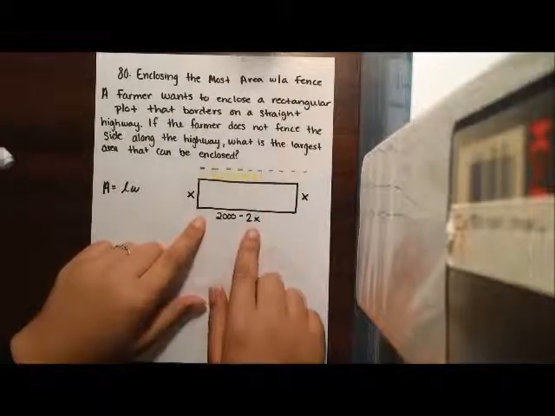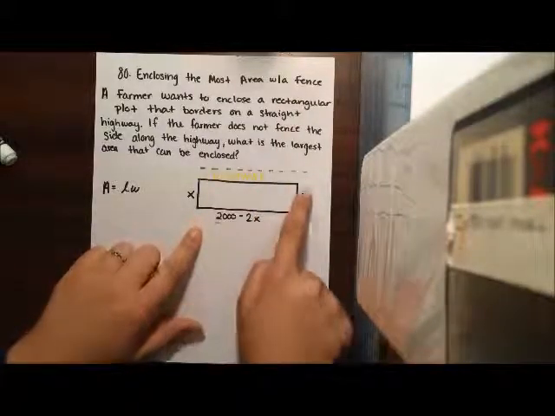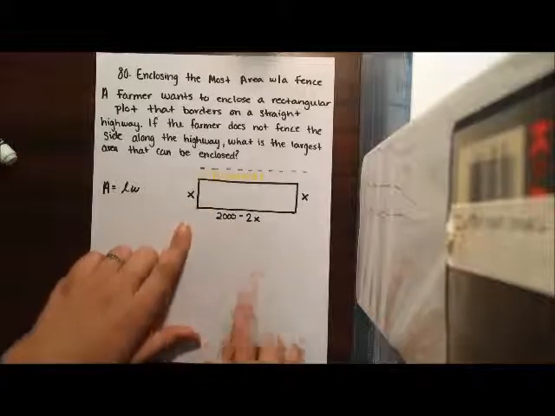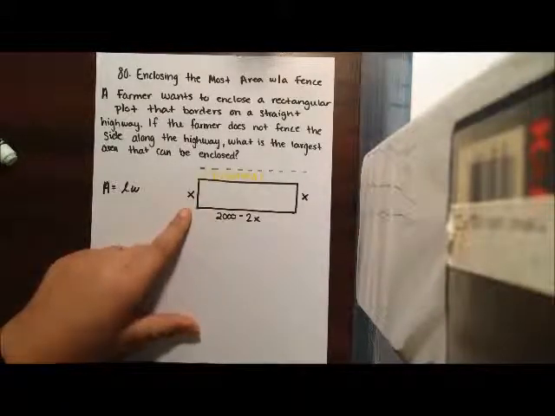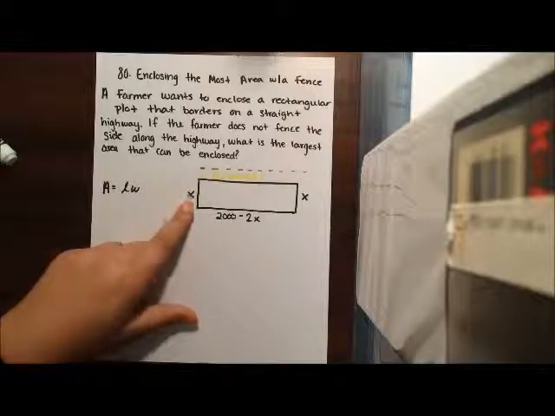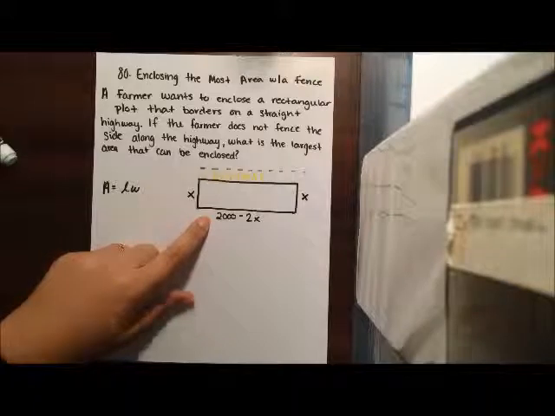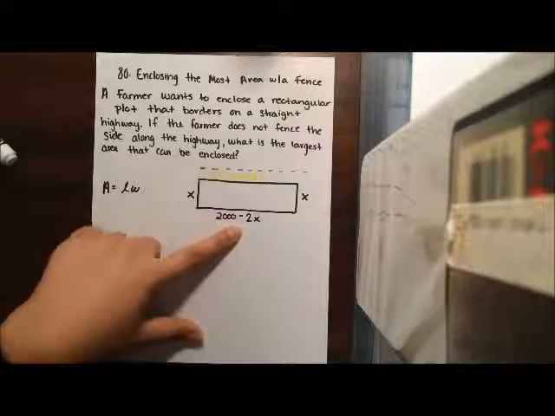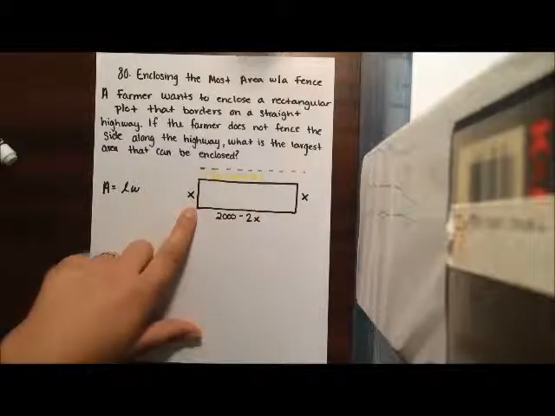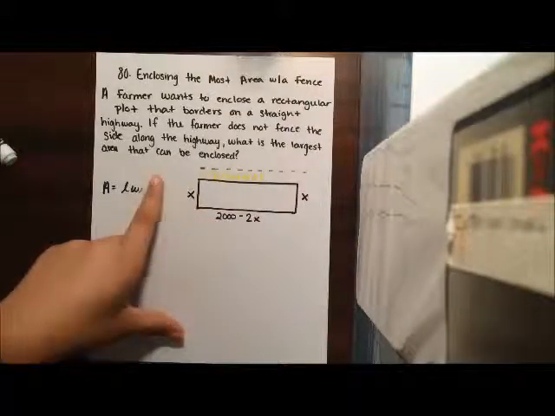So, this is the picture of the highway and the plot that the farmer wants to make along the side of the highway. I've labeled the edges. Length is x and your width is 2,000 minus 2x. The reason your width is 2,000 minus 2x is because the farmer has 2,000 meters that he wants to plot the plot with, and the 2x comes from the two lengths. So they want us to find the largest area.